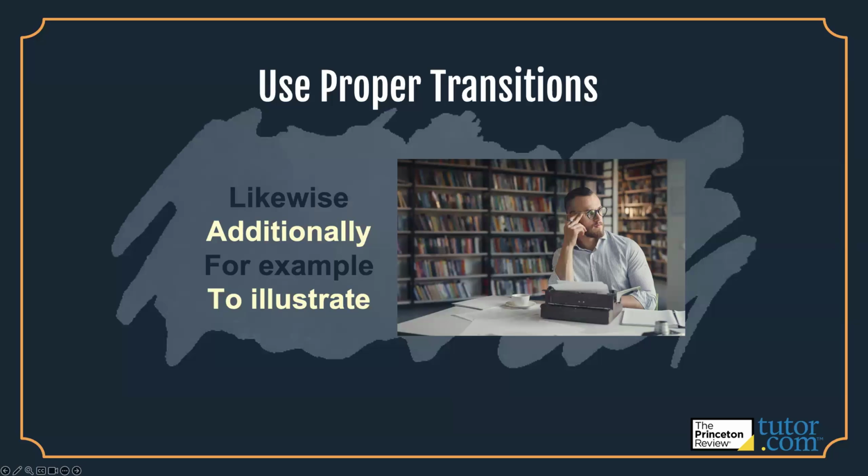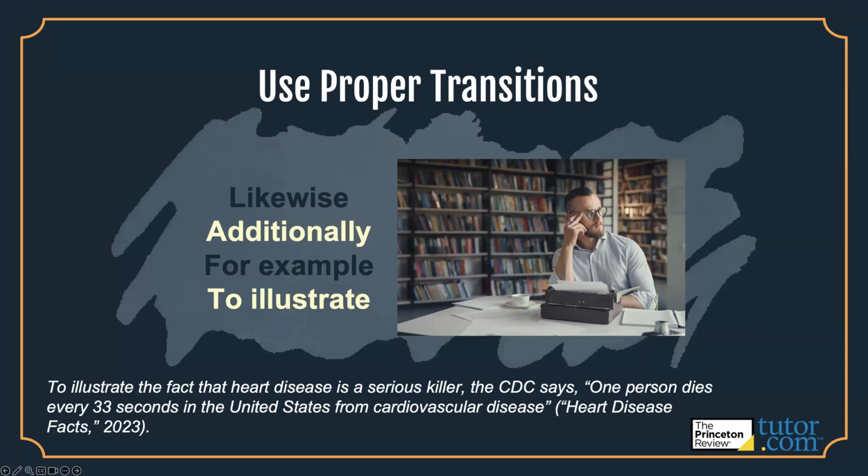So let's talk about that a little bit more. Using proper transition words when you quote. Here are a few good examples. When you use one of these words, you're giving context to your reader and you're providing a flow from your voice to the voice of the person that you're going to quote. So here's an example. To illustrate the fact that heart disease is a serious killer, the CDC says, "One person dies every 33 seconds in the United States from cardiovascular disease." So I used a transition word and I led up into that quote.